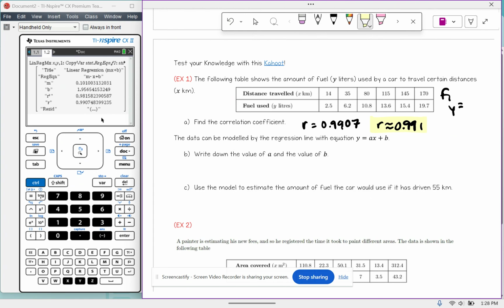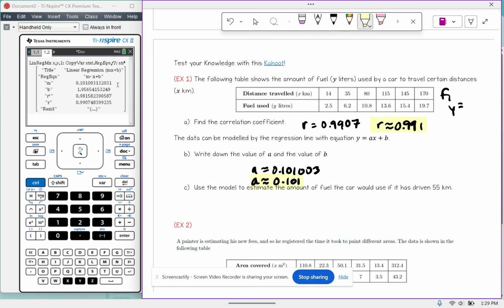The data can be modeled by the regression line with equation y equals ax plus b. Write down the value of a and the value of b. So a is going to be your slope. So you got a equals 0.101003. Therefore, a is 0.101. Look, we're cutting off all those digits.